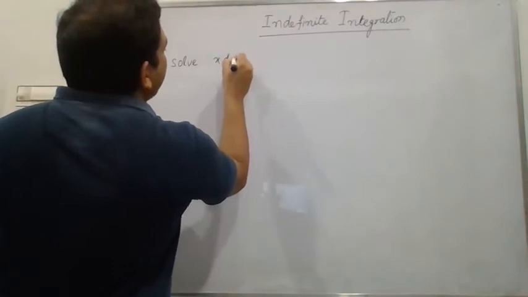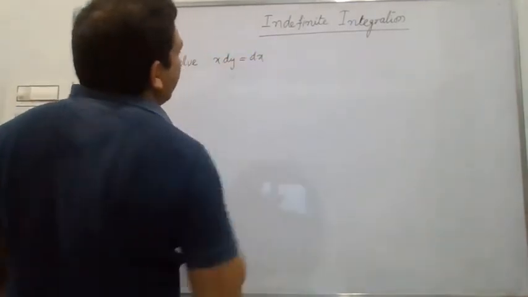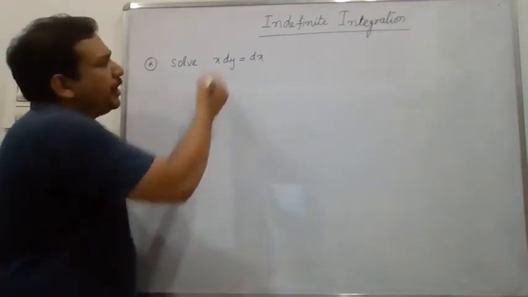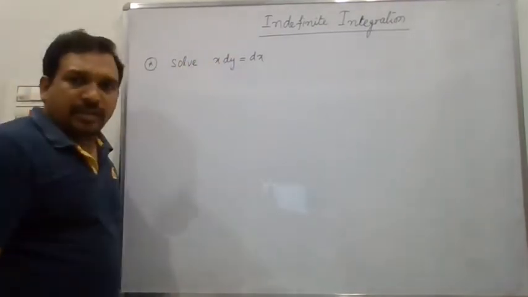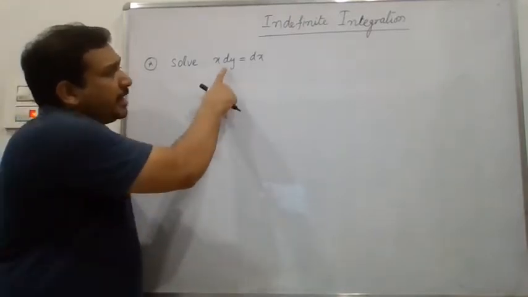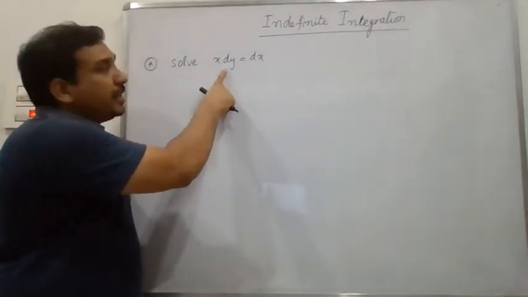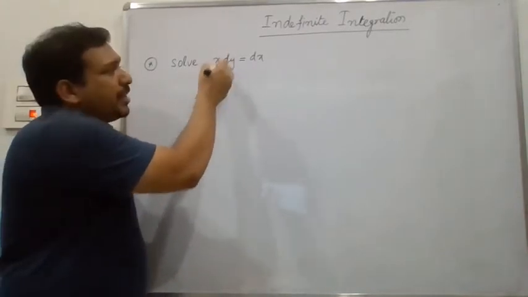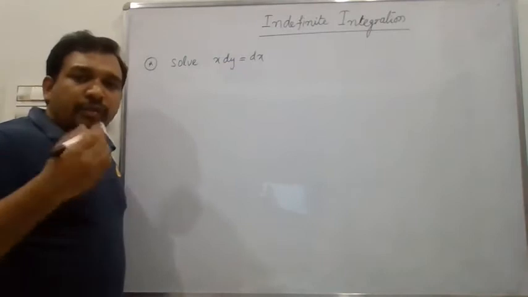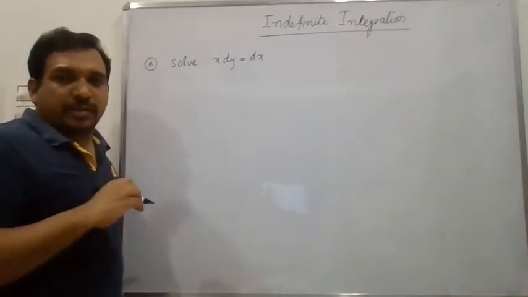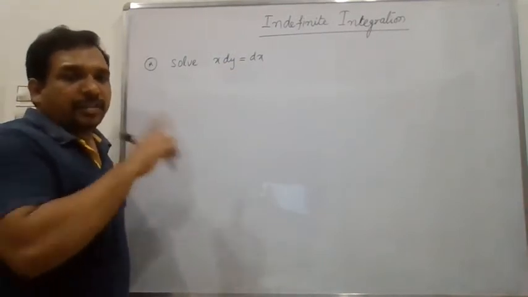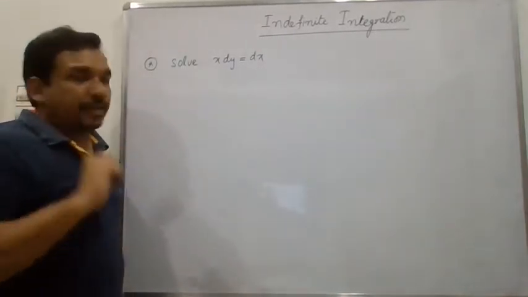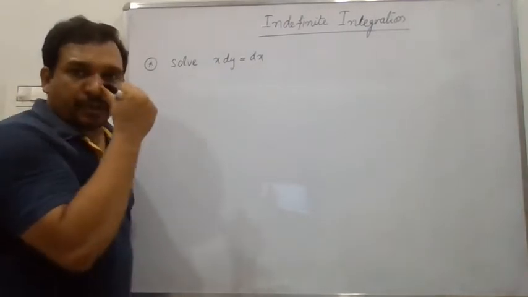Next question, solve x dy is equal to dx. This is the question. I can apply integration on both the sides, no problem. But here it is integration of dy, but the x variable is there extra. When you do the integration with respect to y, you can do the integration for only y variables, not for the x variables. If x variables are there, you can do the integration with respect to x, not with respect to y. So here extra x is there, that's why we should remove this x.